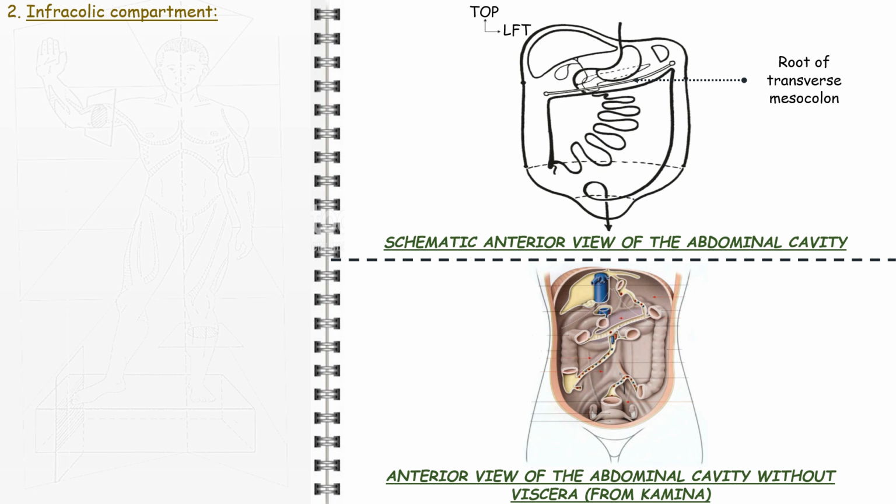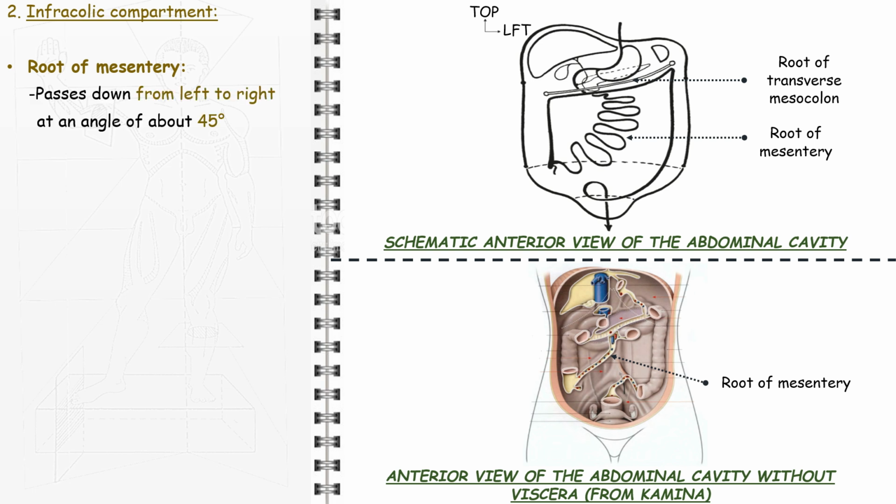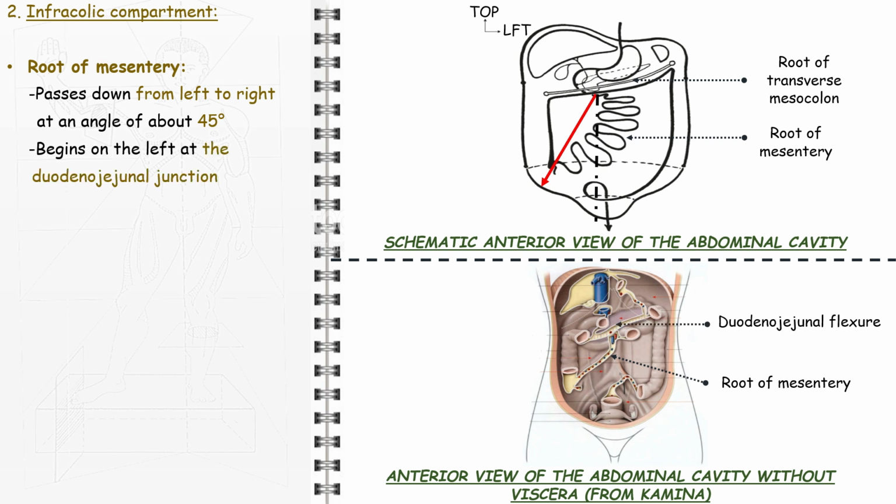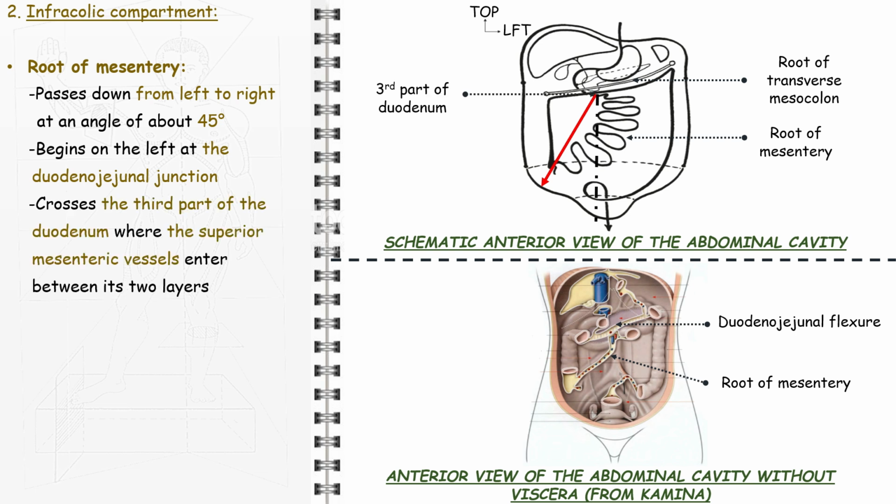The whole compartment is divided into two by the attachment of the root of the mesentery, which passes down from left to right at an angle of about 45 degrees. It begins on the left at the duodenojejunal junction, crosses the third part of the duodenum where the superior mesenteric vessels enter between its two layers, and then continues downwards across the aorta, inferior vena cava, right psoas muscle and ureter to the right iliac fossa.